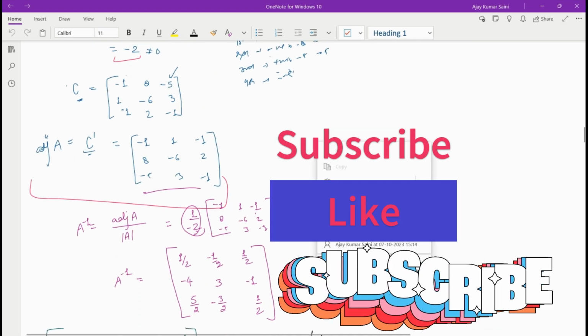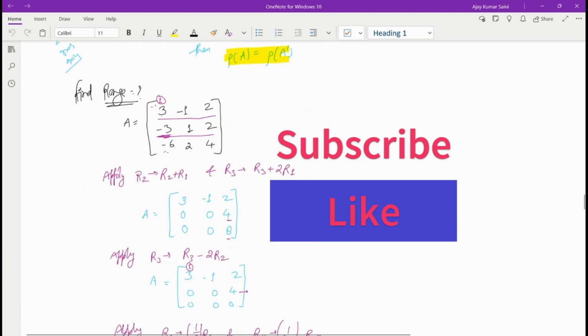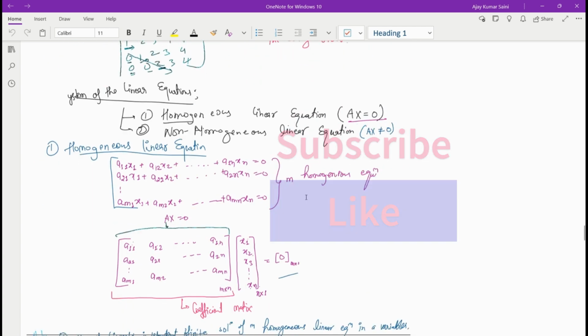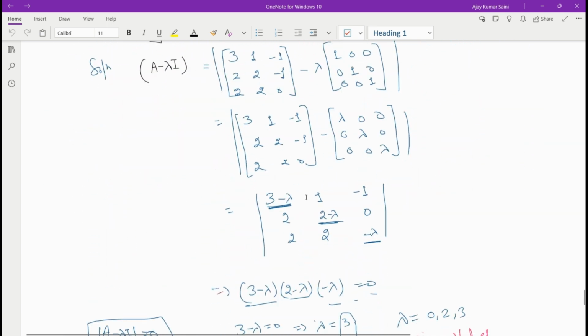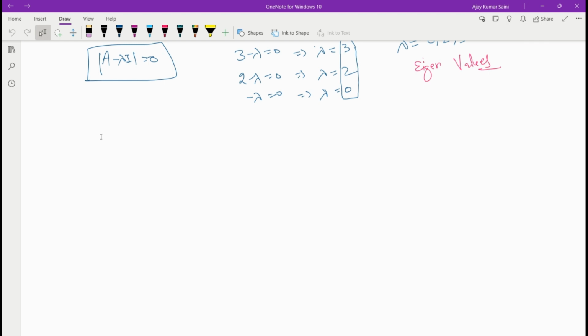In this video, before starting the Eigenvector, I want to tell you something more related to the eigenvalues. Eigenvalues are also known as the roots of the matrix, characteristic roots of the matrix. So here I take a question.